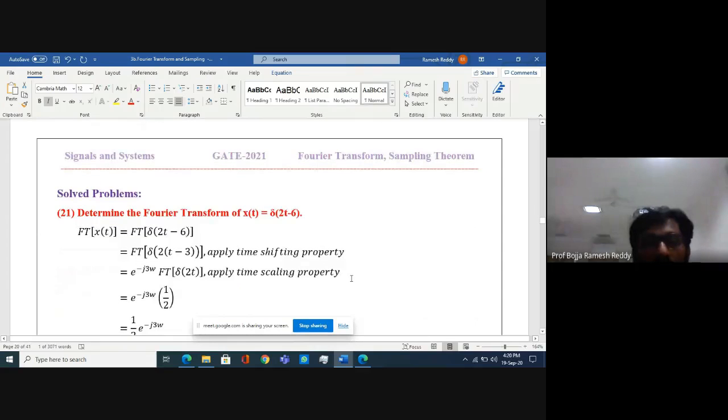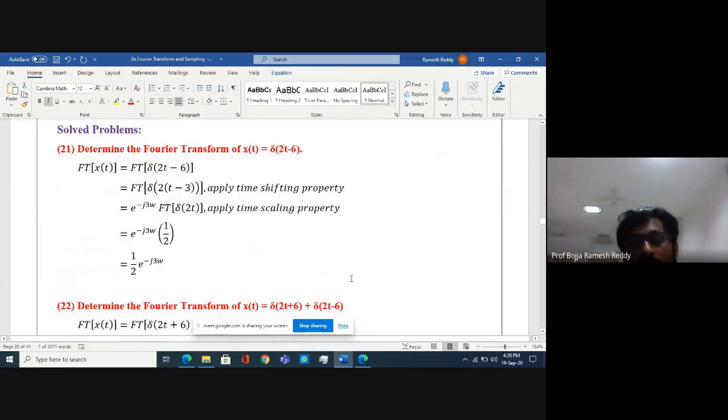Now see, a simple problem. It was given in the GATE examination. Determine the Fourier transform of the impulse signal del of 2t minus 6. Fourier transform of del of 2t minus 6 can be written as del of 2 times t minus 3. Here, take 2 common, 2 times t minus 3.